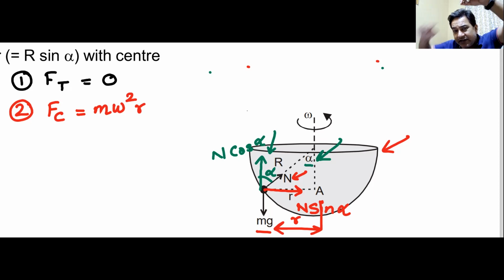It is not the radius. The radius is this part. I hope all of you remember this. This is a type of conical pendulum only, bacha.